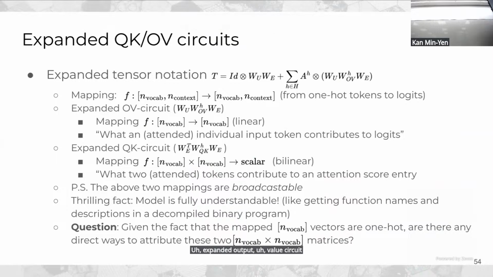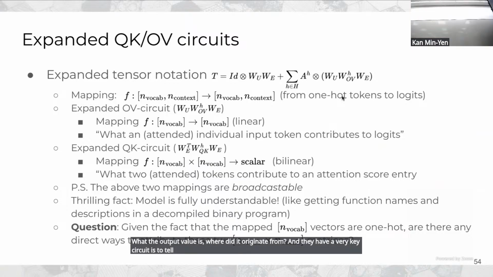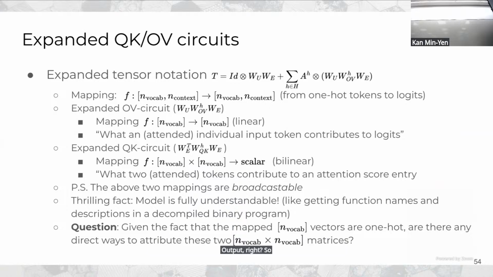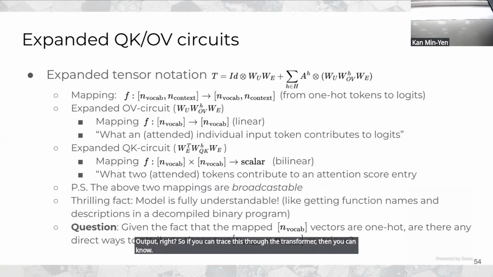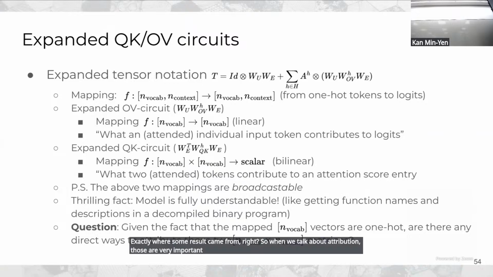So we're trying to trace back to the origin components, either the expanded output value circuit, where we would explain what the output value is and where it originated from, and then the query key circuit, to tell us what the query and the key were that got multiplied together to get the output, right? So if you can trace this through the transformer, then you can know exactly where some result came from. So when we talk about attribution, those are very important aspects, right?